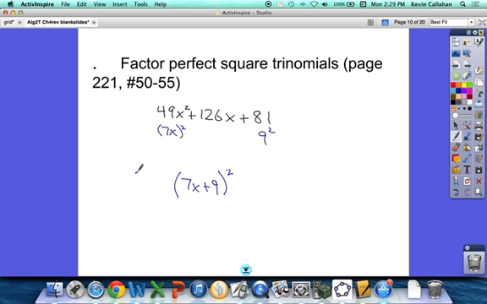The only thing that has to check out is that middle term needs to be exactly that. So you could check it, just FOIL it, right? 7x plus 9 times 7x plus 9.